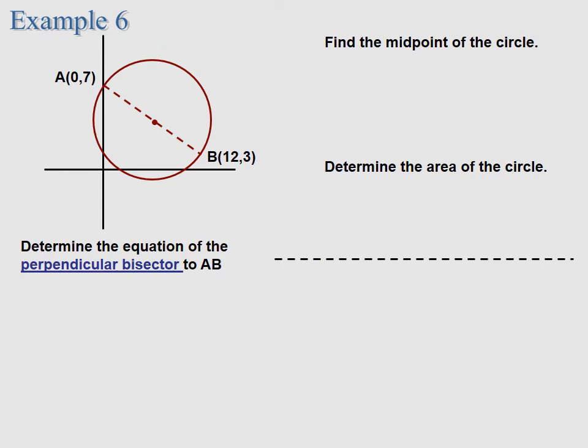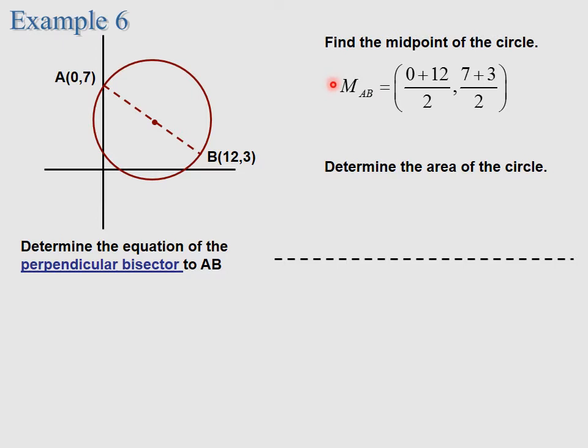Let's look at example 6, the circle. We're asked to find the midpoint of the circle. So we're asked to find the coordinate points of this midpoint here. We do have a diameter here which cuts across the center and touches 2 points on the edge of the circle. One point is A, that's at 0, 7, and this is point B at 12, 3. So we could use those 2 endpoints of our diameter to find the midpoint of AB.